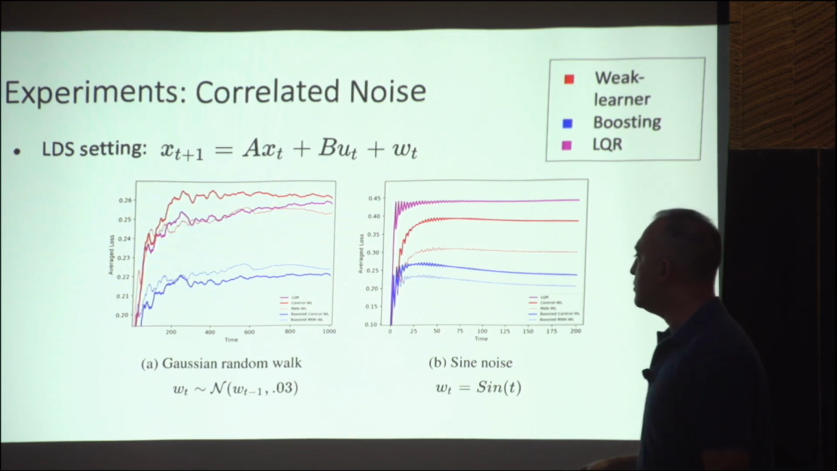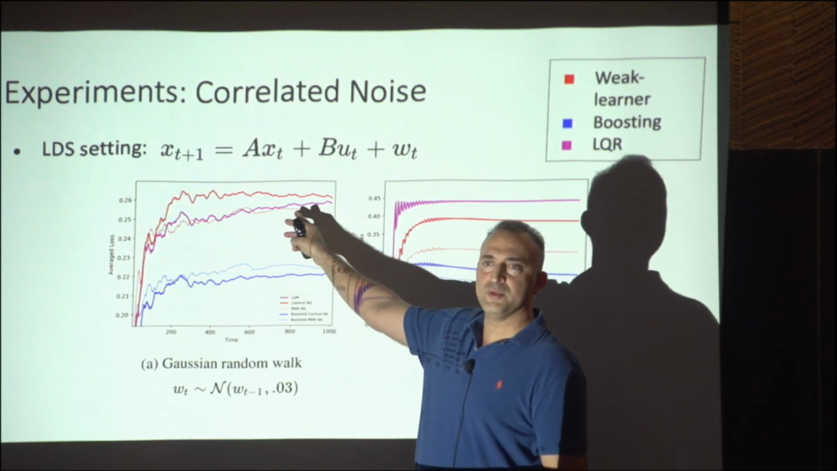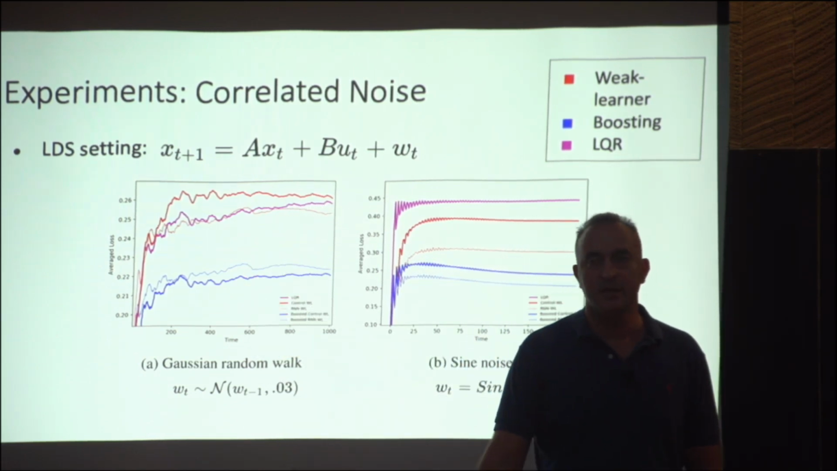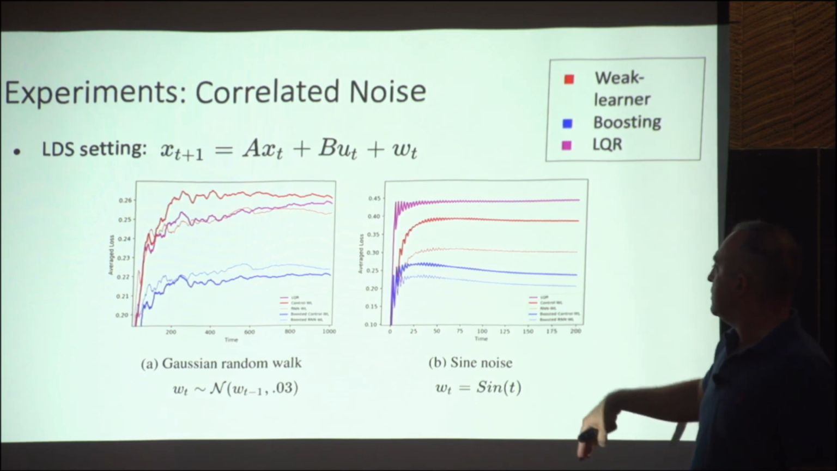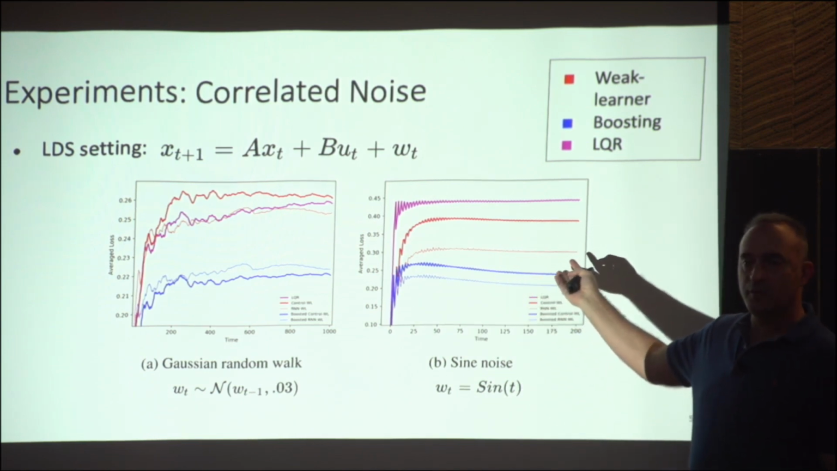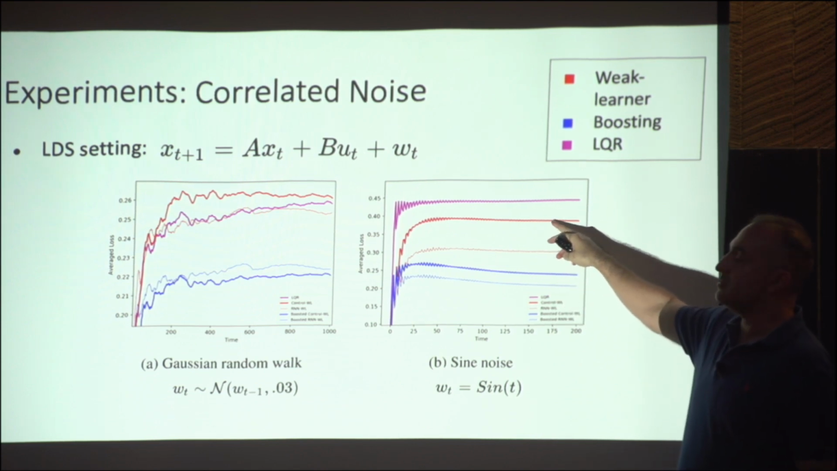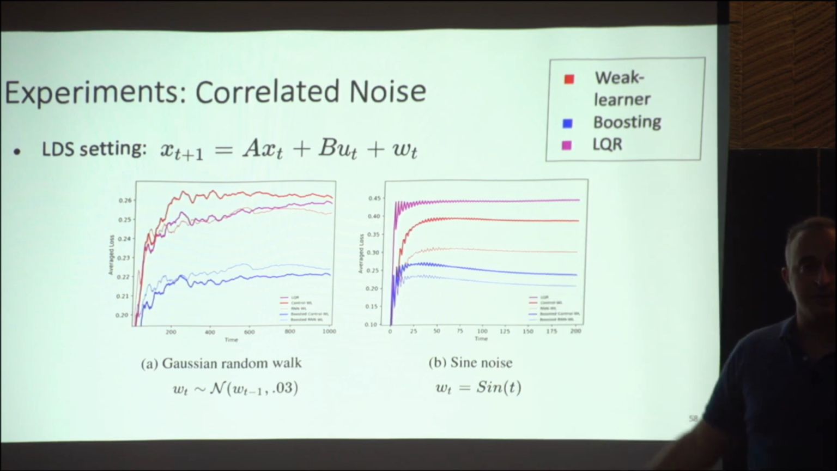And of course, you can look at nonlinear noises. If your noise follows a random Gaussian walk, now the LQR is no longer optimal, far from it, and you can boost, you can improve. And if you have some sine noise or whatever, some cyclic noise, obviously the same thing happens. So your LQR is very bad, actually. But the weak learner I described before is good and can be improved even more by boosting.